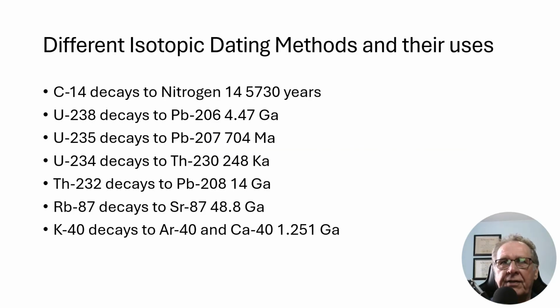There are a number of different isotopic dating methods and their uses. Carbon-14 decays to nitrogen-14 with a half-life of about 5,700 years. The longest half-life here is rubidium-87 to strontium-87 with a half-life of 48.8 billion years. And these two isotopes of uranium are quite cool because 238 decays to lead-206 with a half-life about the age of the Earth, 4.5 billion years. And U-235 decays to lead-207 with a half-life of about 704 million years.